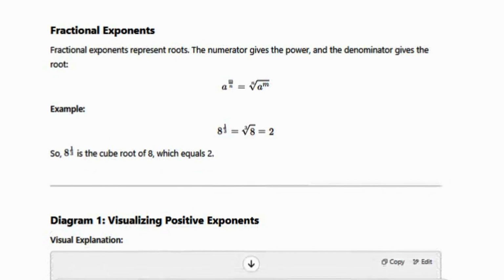Now let's talk about fractional exponents. Fractional exponents represent roots. The numerator gives the power and the denominator gives the root. For example, 8^(1/3). This means the cube root of 8, which equals 2. 8^(1/3) equals the cube root of 8 equals 2.